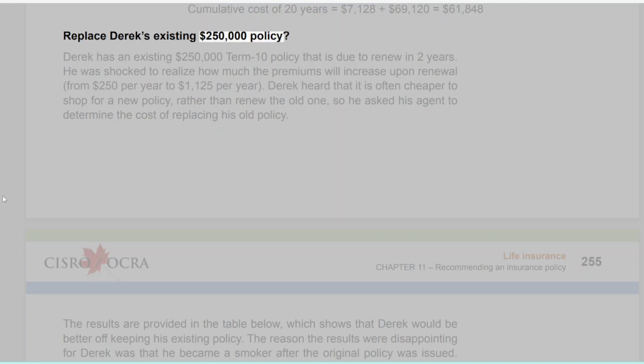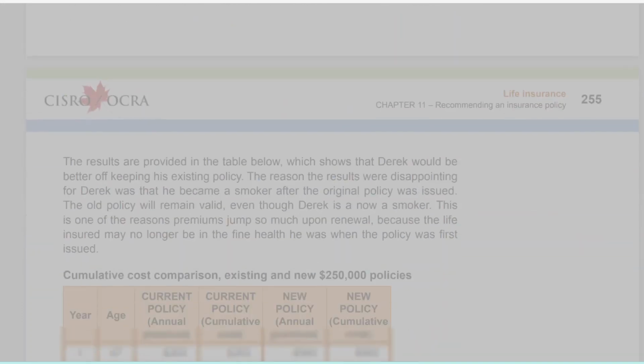Replace Derek's existing $250,000 policy. Derek has an existing $250,000 term 10 policy that is due to renew in 2 years. He was shocked to realize how much the premiums will increase upon renewal, from $250 per year to $1,125 per year. Derek heard that it is often cheaper to shop for a new policy, rather than renew the old one, so he asked his agent to determine the cost of replacing his old policy.